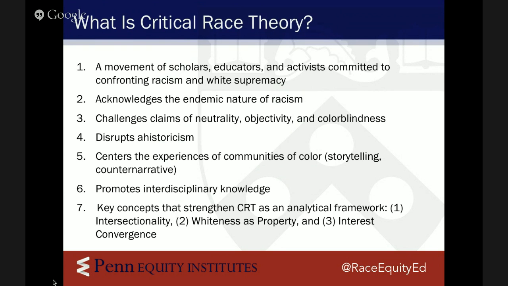Matsuda, Lawrence, Delgado, and Crenshaw are 4 legal scholars who in the early 90s wrote up the first set of tenets that describe critical race theory. And from that time, you see different iterations in the literature, but what I'll explain primarily comes from what they wrote in 1993. They talk about critical race theory as a movement of scholars, educators, and activists committed to confronting racism and white supremacy.